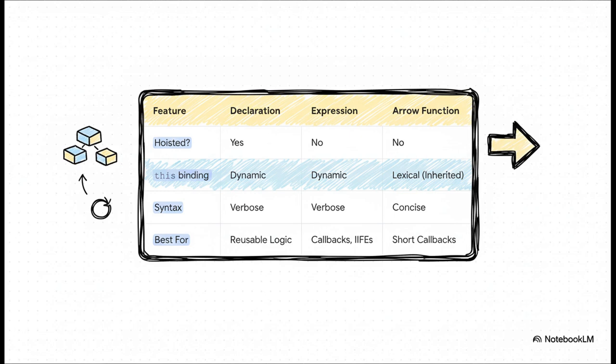As you can see here, the big differences really come down to hoisting and the this keyword. Declarations get hoisted, expressions and arrows do not, which gives you predictability. And, crucially, arrow functions have that lexical this binding, making them perfect for things like short callbacks. Choosing the right one is all about understanding the context of your code.